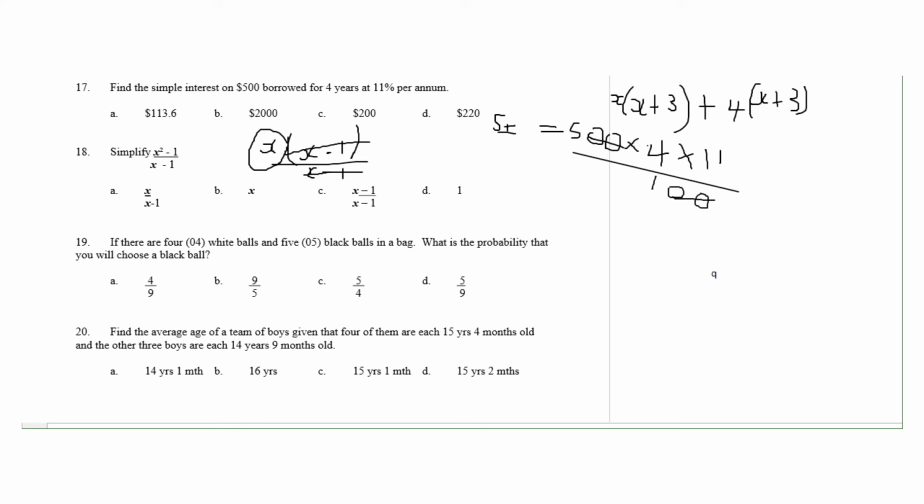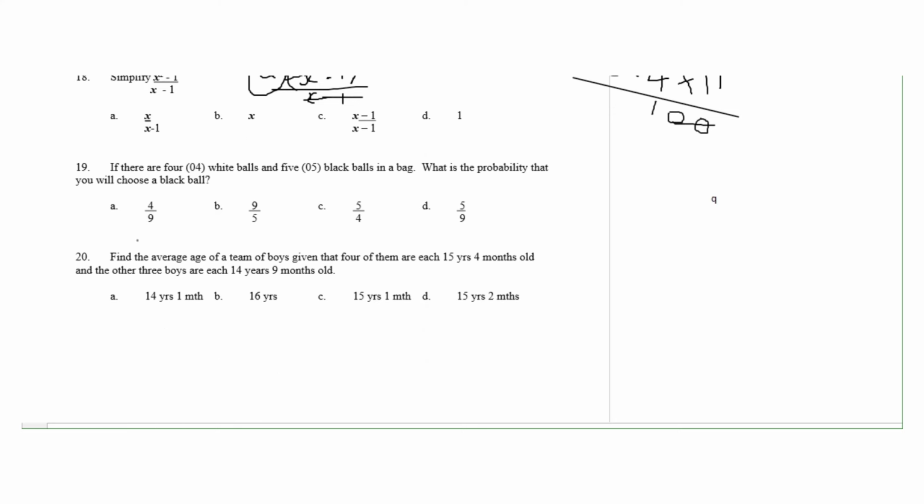The next one says that if there are 4 white balls and 5 black ones in a bag, what is the probability of choosing a black? So the probability is 5. So that's it for question 19.